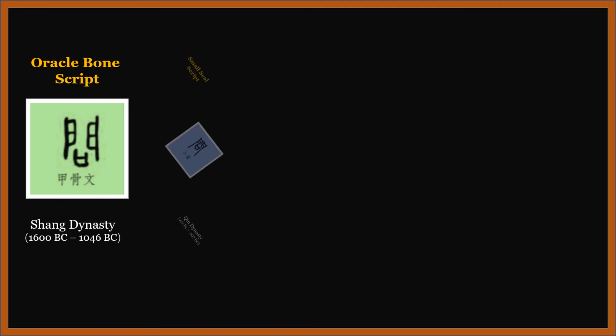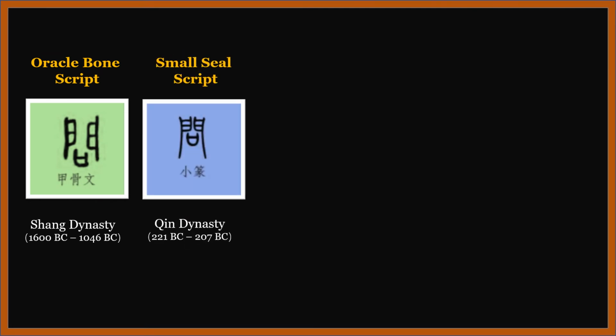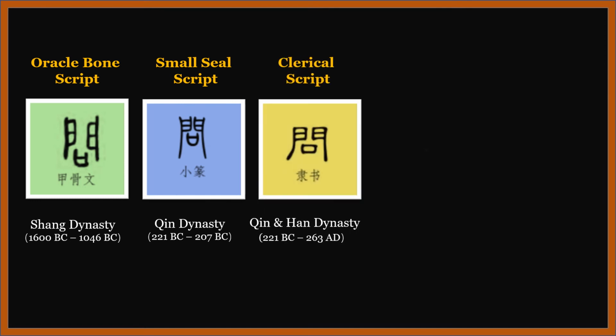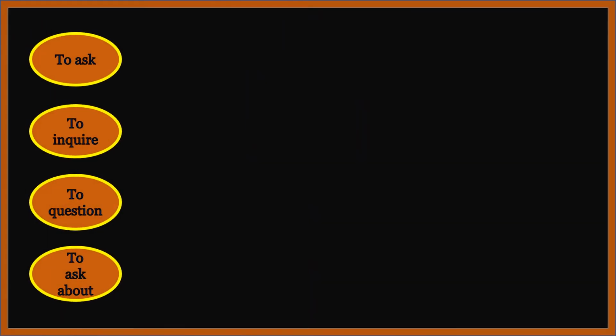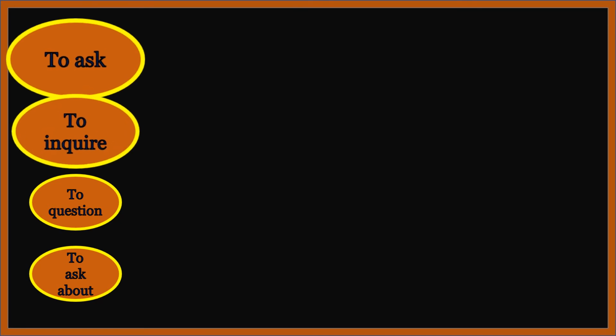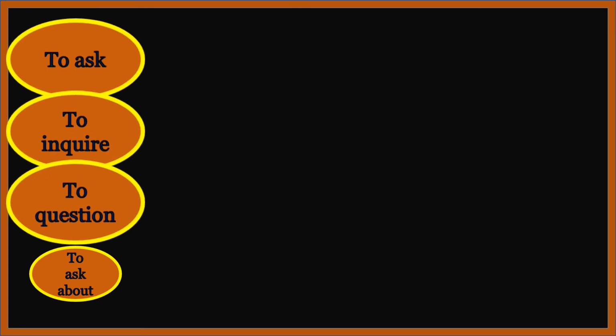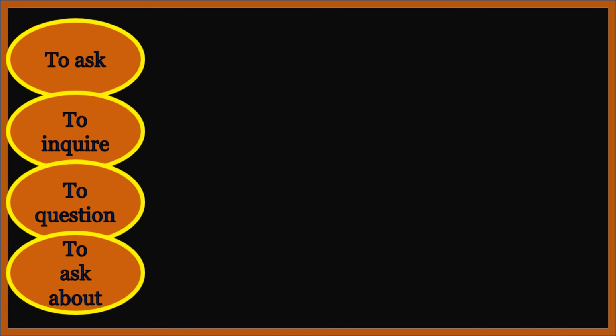Here you can see the different writing forms of this character at the different stages of the Chinese history. Now, I'd like to give a summary to the usage of this character wen. Wen is used as a verb. It means to ask, to inquire, to question, or to ask about.